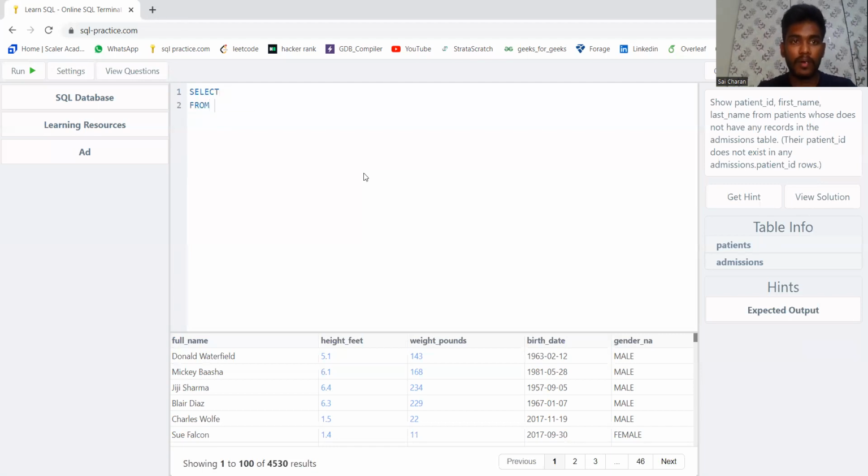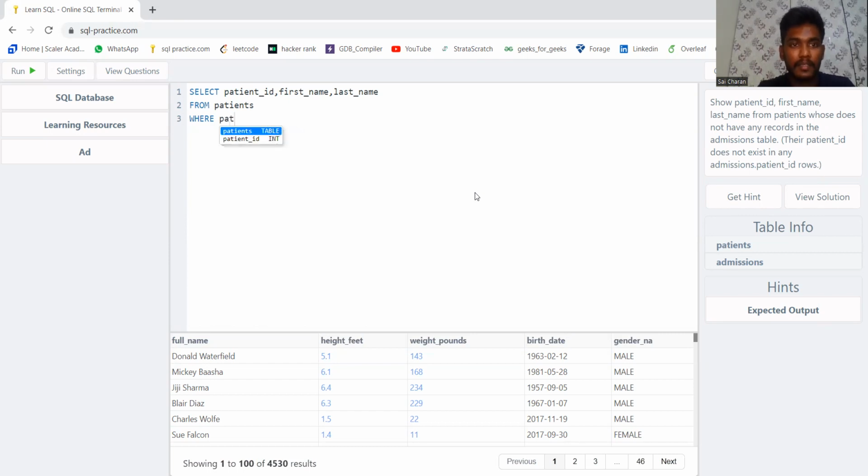Select from. Show patient ID, first name, last name from patients who do not have any records. From the patients table, where my condition is: we need to know the patients who are not admitted. That is simply, their patient IDs are not in the admissions table. Simple: patient ID is not in the admission table. This is the query we need.